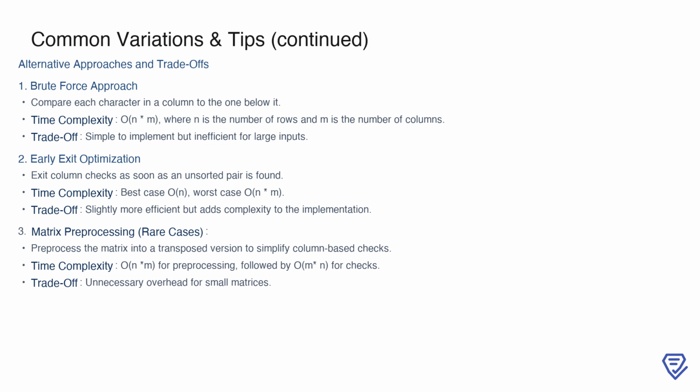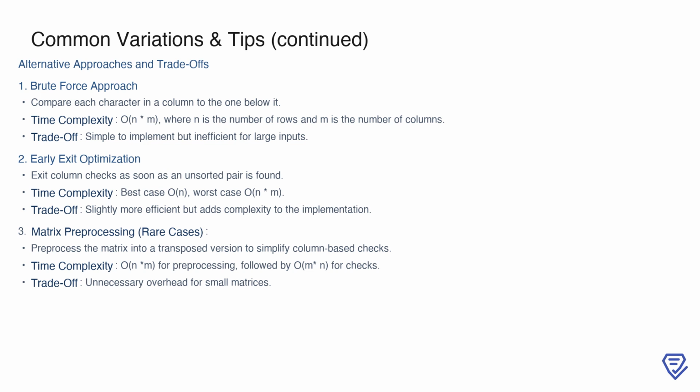The brute force approach involves directly comparing each character in a column to the one below it. While this is straightforward to implement, its time complexity is O(n*m), where n is the number of rows and m is the number of columns, making it inefficient for large inputs. A more optimized approach is to use early exits. If you detect that a column is unsorted, you can stop further checks for that column. This can reduce the time complexity to O(n) in the best case, though the worst case remains O(n*m). While this method is slightly more complex to implement, it's more efficient overall.